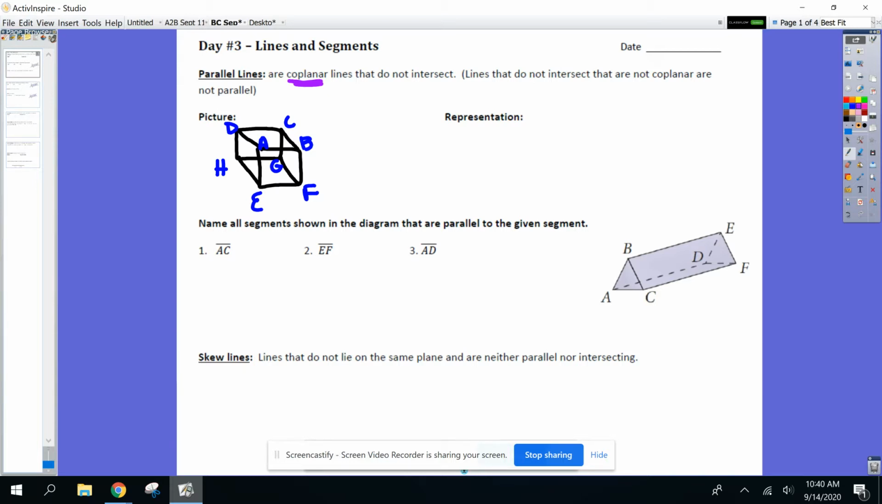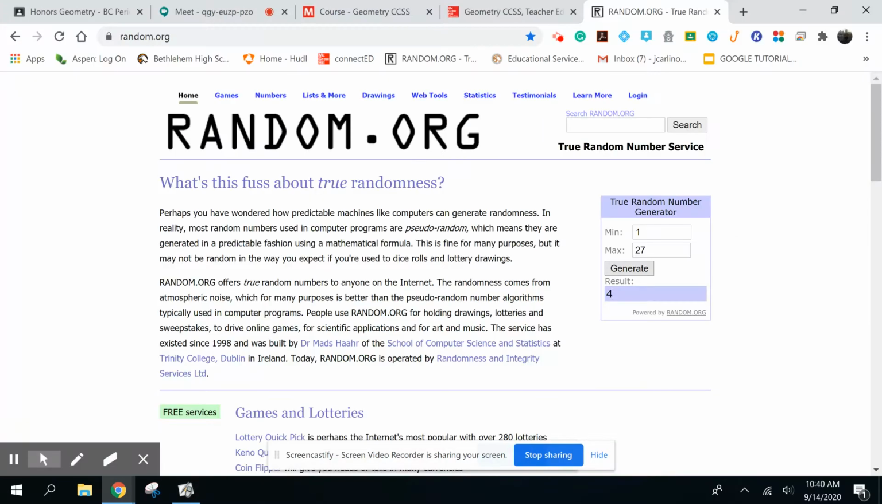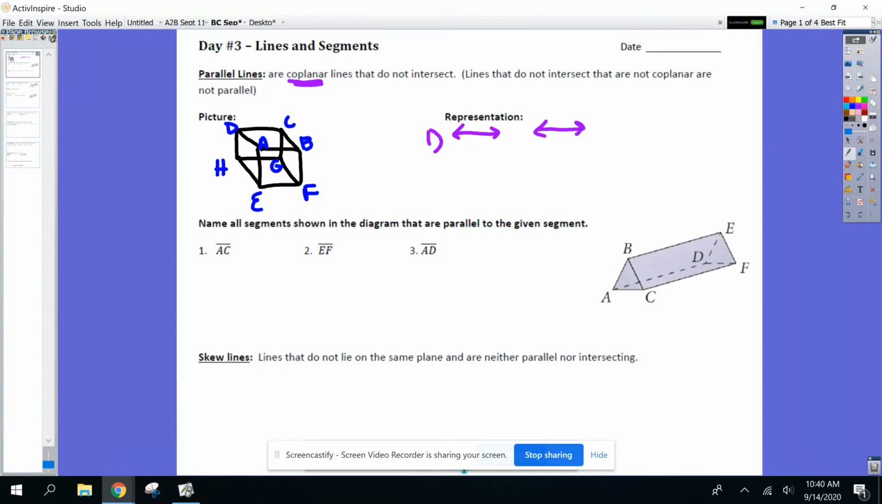All right, so here we go. My first question is going to be line what and line what do you think are parallel? Okay, give me 2 lines you think in my cube up there are parallel. And they both have to be on the same plane. Both lines have to be on the same plane. So here we go, 19 at home. Owen, give me 2 lines you think are parallel.